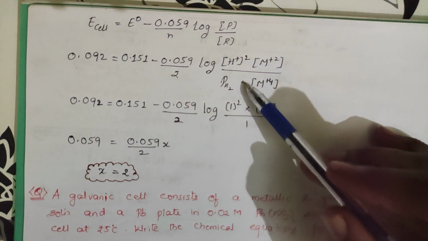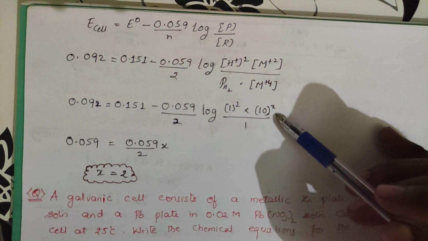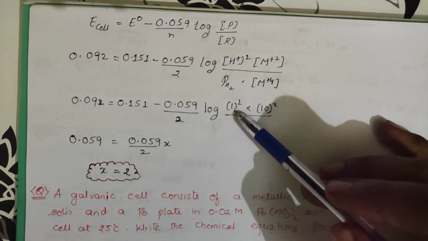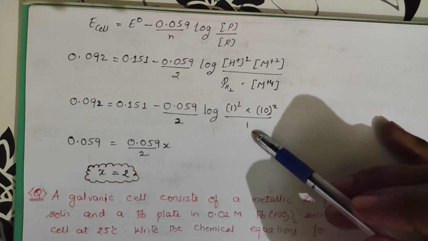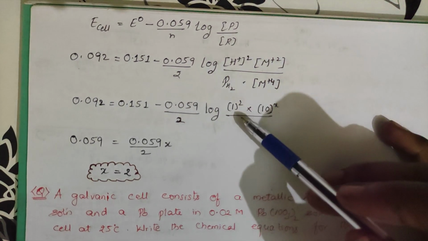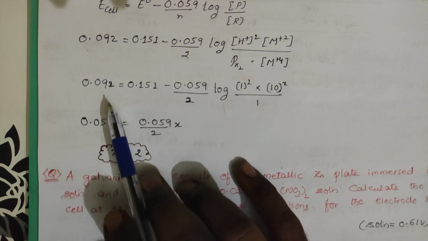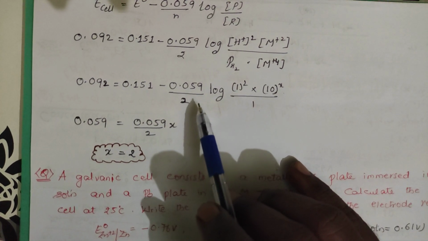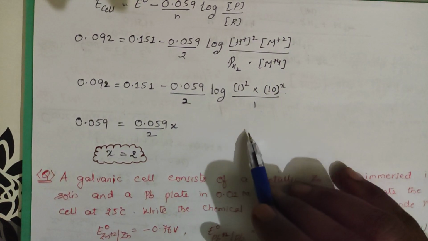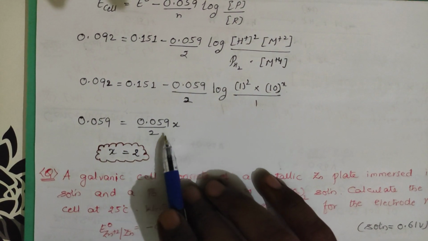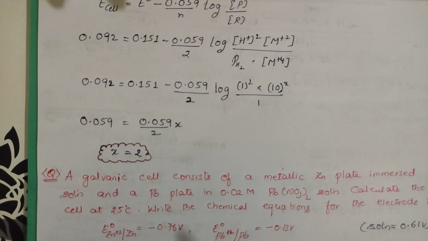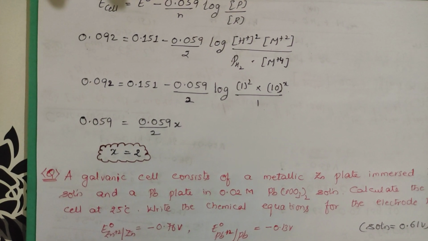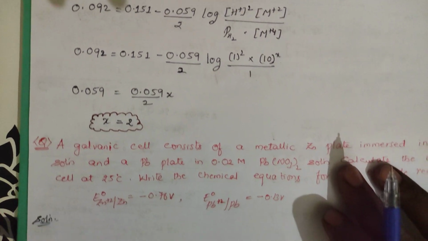This has been mentioned in the question: M plus 2 by M plus 4 is equal to 10 power x. H plus has been mentioned as 1, and PH2 has been mentioned as 1 bar, so H plus whole square is 1 square. So we get 0.092 equal to 0.151 minus 0.059 by 2 log of 1 square into 10 power x by 1. So 0.059 will be equal to 0.059 x by 2, and the value of x will be equal to 2. So this is the value of x.